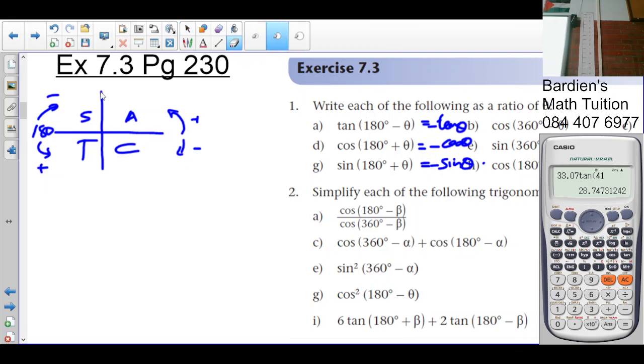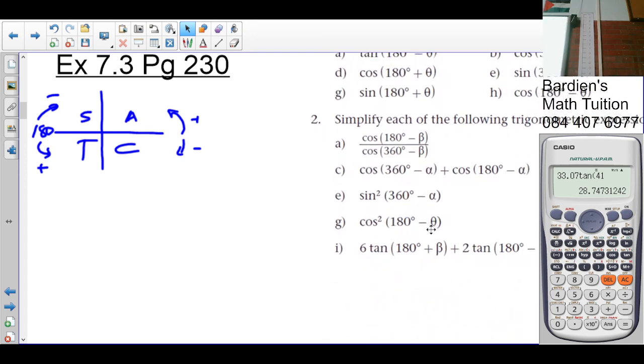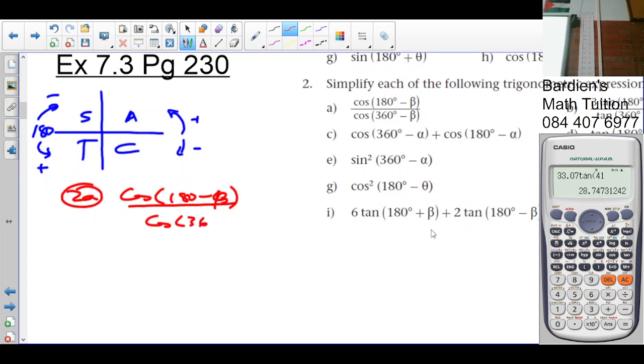Okay, so what I'm going to do is, I'm going to move this over a bit. For number 2a. You got cos of 180 minus beta over cos of 360 minus beta. 180 minus beta is in which quadrant? Second quadrant. Cos positive, negative? Negative cos beta over 360 minus beta, which quadrant? Fourth quadrant. Cos positive, negative? So it's going to be cos beta, which is negative 1. You all okay with that?